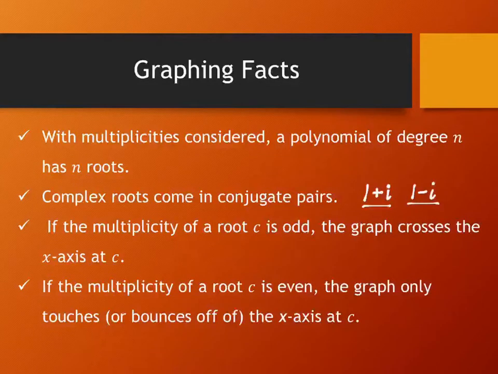The third fact: if the multiplicity of a root is odd, the graph crosses the x-axis. So what do I mean by crosses? I mean it flat out cuts through the x-axis. But if the multiplicity is even, like imagine an x squared graph, a parabola, then the graph only touches or bounces off the axis. Think about a parabola that just touches down at the axis and goes back up. That happens when things are even roots or even multiplicities.